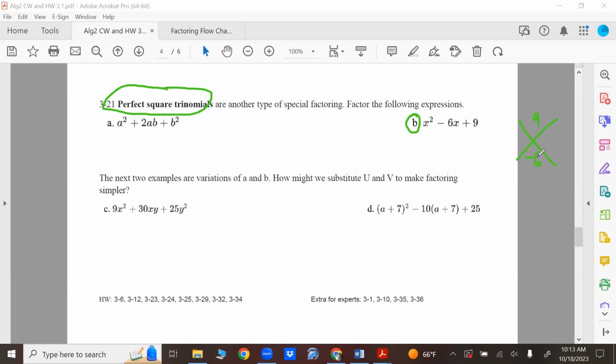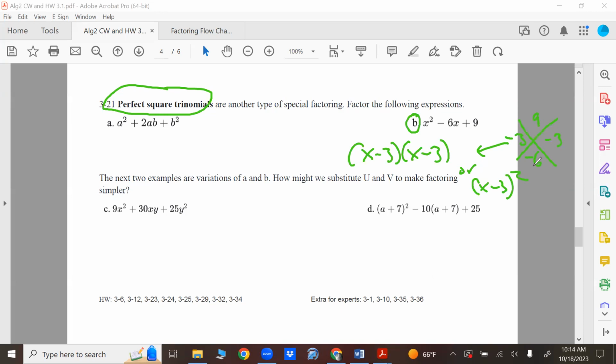What two numbers multiply to 9 and add to -6? -3 and -3, those are identical, right? So you could just say it's x minus 3 times x minus 3, or x minus 3 squared. This looks just like the completing the square process, right? Remember we had to complete the square to make it look like something nice and tidy like that. It's actually kind of the same thing.